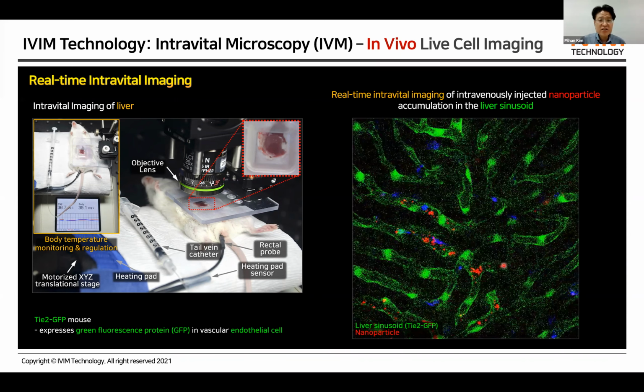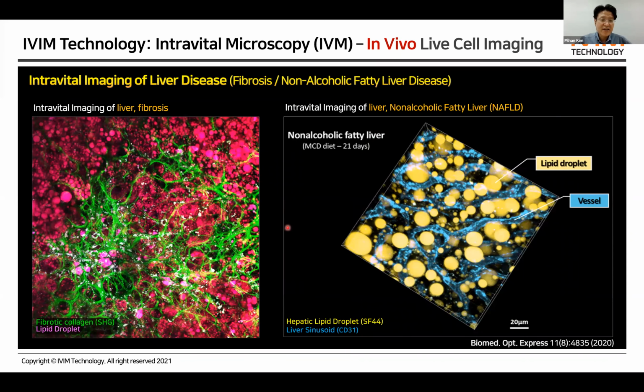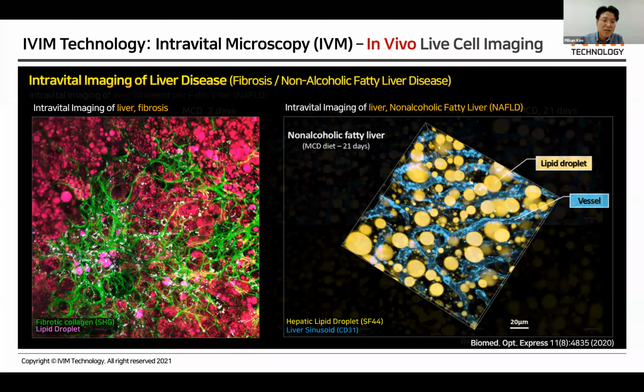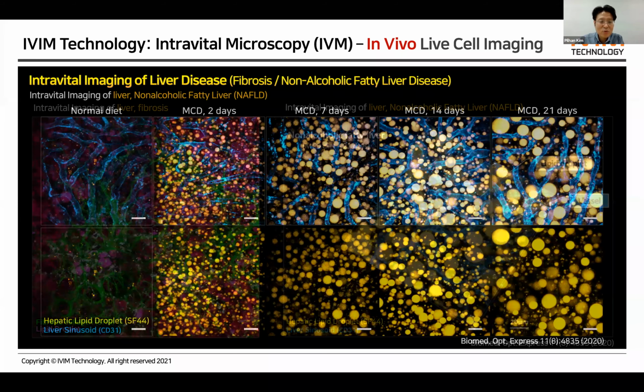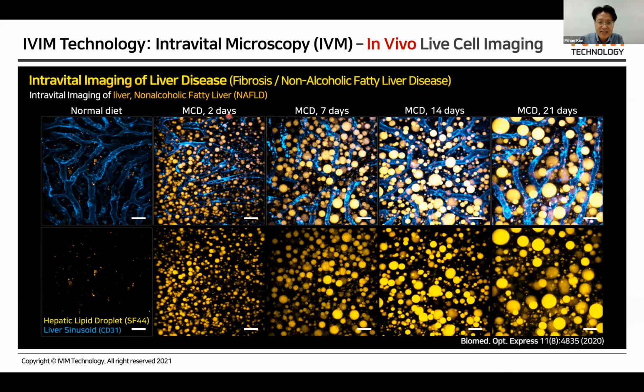And then we also use this intravital microscopy technique to image various liver disease models, like liver fibrosis, which I explained already, and also a fatty liver disease model. In this example, what you're looking at is the lipid droplet in yellow and the blood vessel at the same time. This liver was induced by a special diet called MCD, and this is 2 days, 7 days, 14 days, 21 days after starting the MCD diet. And you can see the increase of the hepatic lipid droplet in the liver.